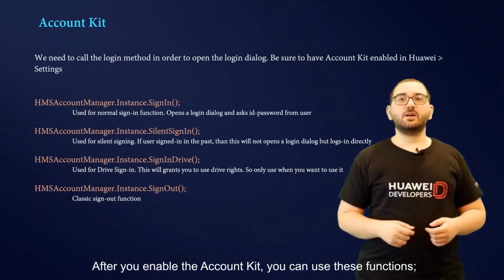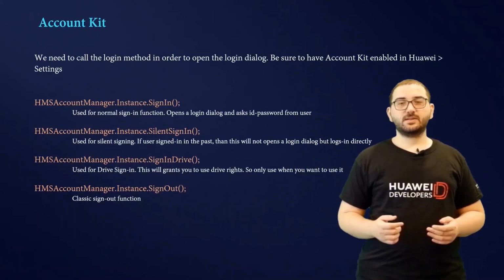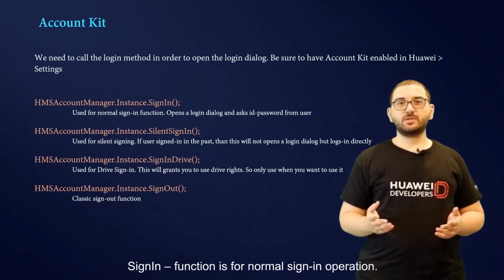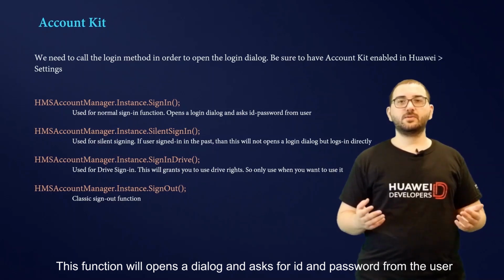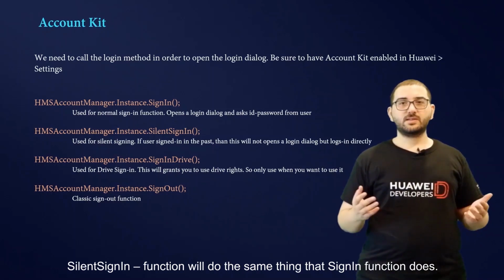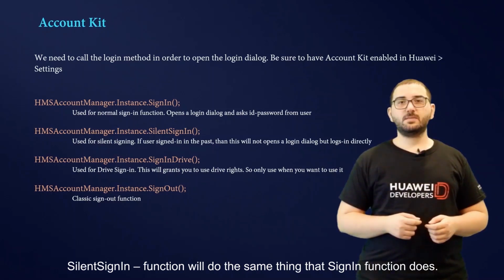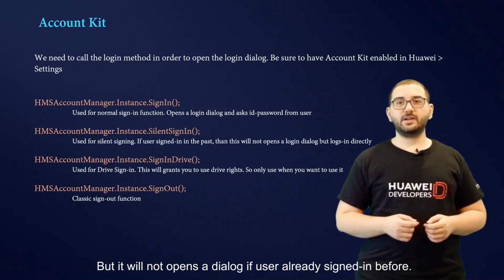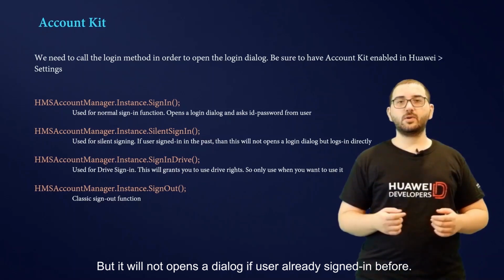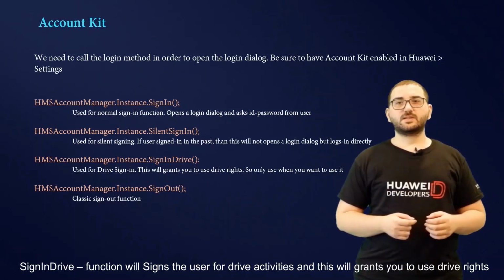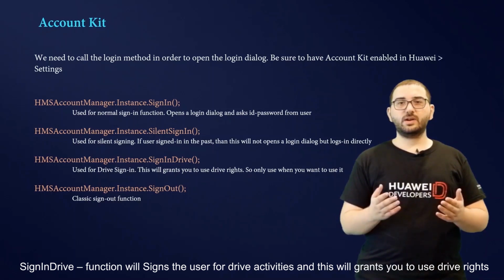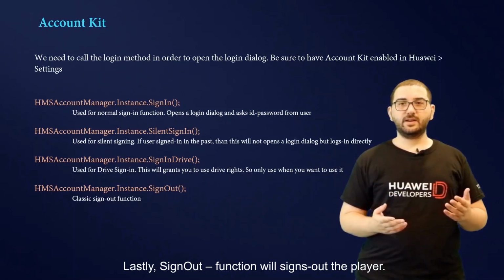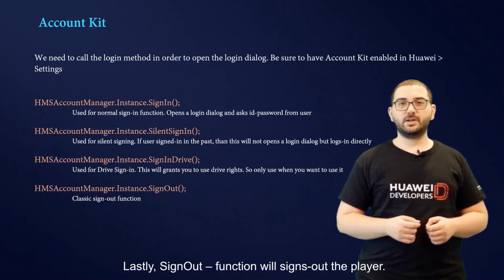After you enable the account kit, you can use these functions. Sign-in function is for normal sign-in operation. This function will open the dialog and asks for ID and password from the user. Silent sign-in function will do the same thing that sign-in function does, but it will not open a dialog if user already signs in before. Sign-in drive function will sign the user for drive activities, and this will grant you to use drive rights. Lastly, sign-out function will sign out the player.